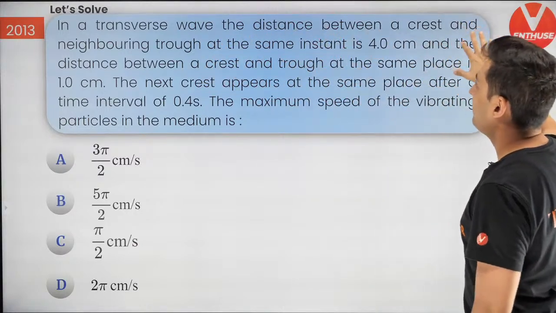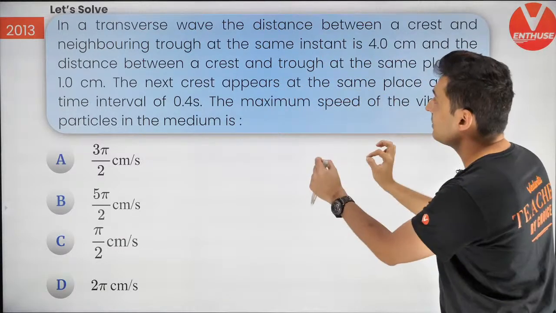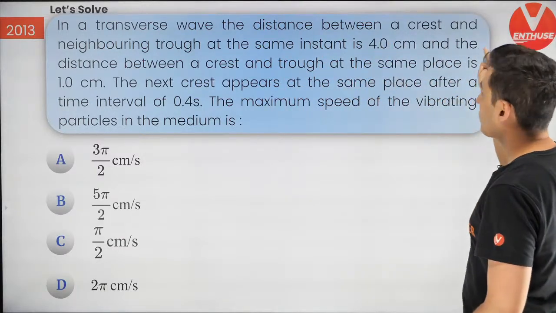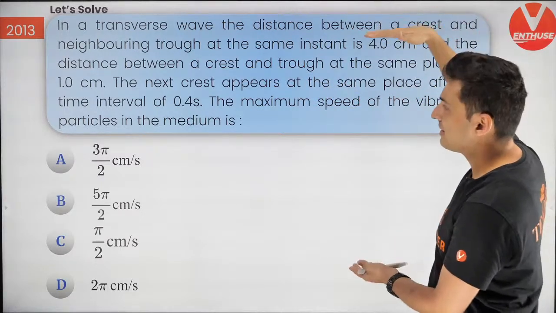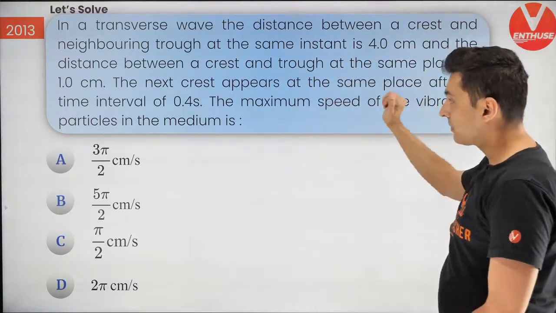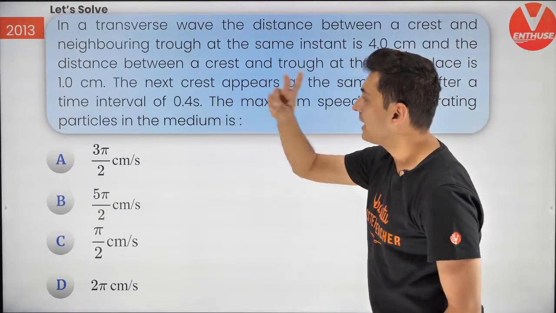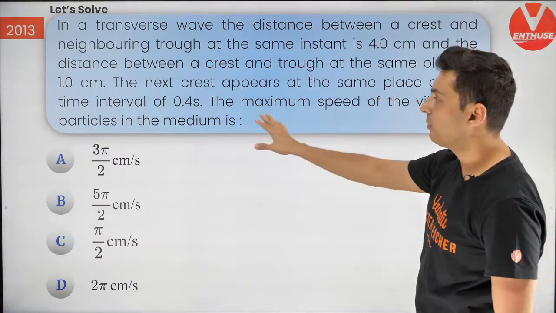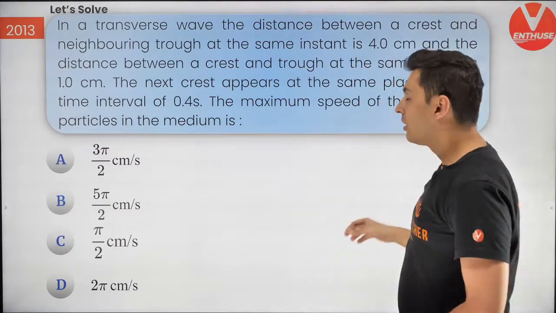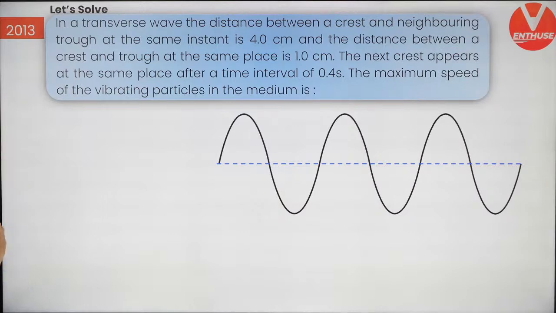In a transverse wave, distance between crest and a neighboring trough at some instant is 4 centimeters. And the distance between a crest and a trough at the same place is 1 centimeter. The next crest appears at the same place after a time interval of 0.4 seconds. The maximum speed of vibration of particles in the medium is, looks crazy, but trust me, it is not. Let's see what all is given to us, and trust me, you're going to find it very, very simple, guys.